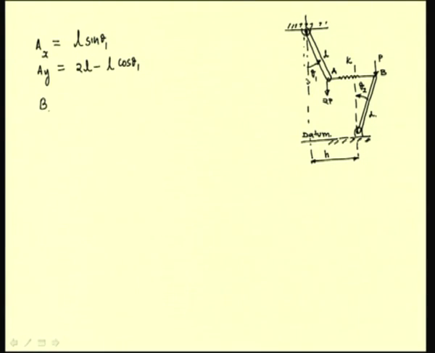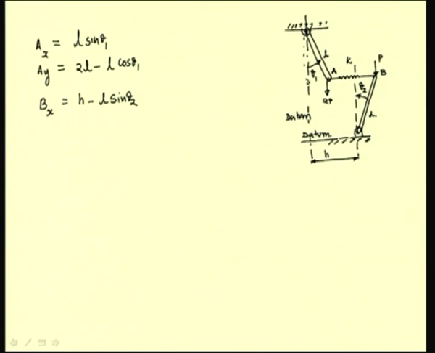Same way we can write Bx as h minus L sin theta 2, where h is the horizontal position of this pin connection from the datum that we have chosen. So, this is the datum for measuring the x axis, minus L sin theta 2, because this is measured in the counterclockwise direction, it has this negative sign.